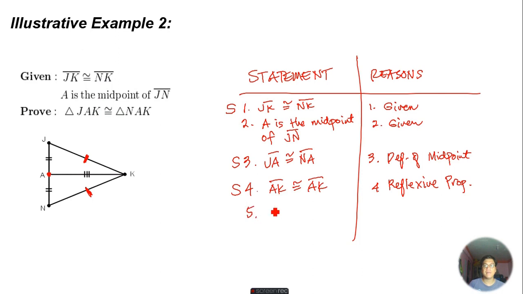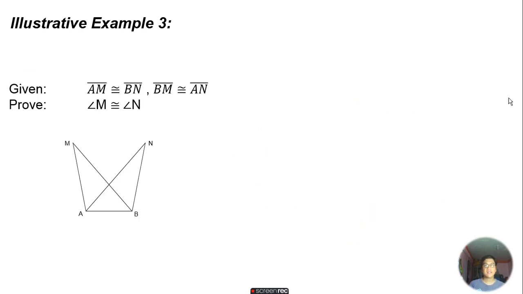So, number 5, triangle JAK is congruent to triangle NAK. Our reason here is SSS congruence postulate. Okay, and we're done with the two-column proof. So, more examples again. Example number 3. Let's look at this.